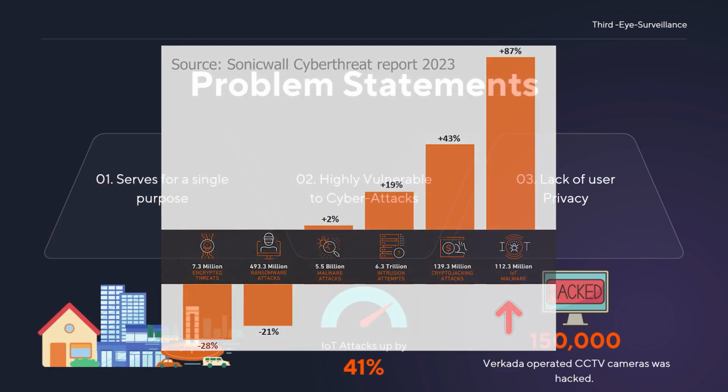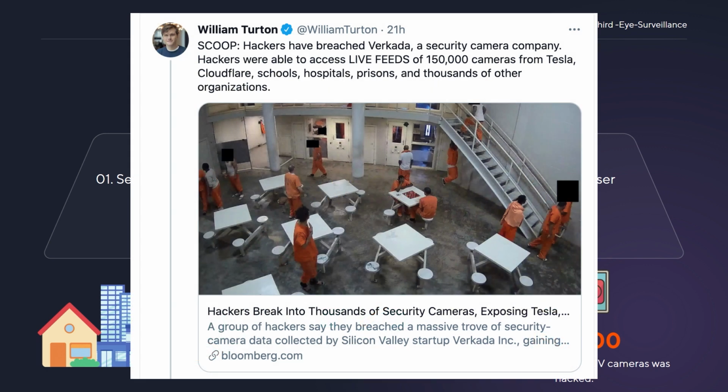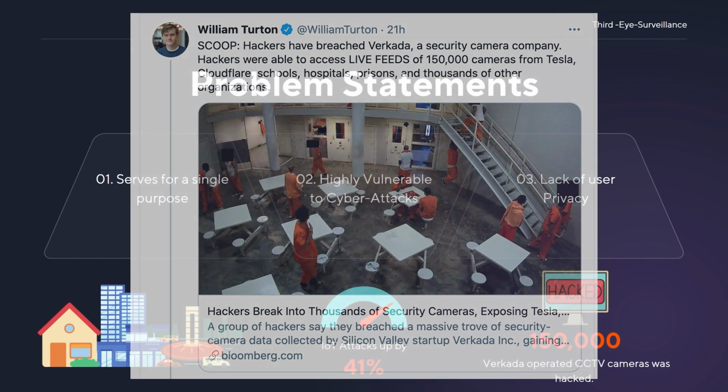And thirdly, the lack of user privacy, which makes CCTV or surveillance system a big question mark for the users, where some of the security incidents such as Verkada's 150,000 security cameras which were hacked, which leaked the organization's surveillance footages.